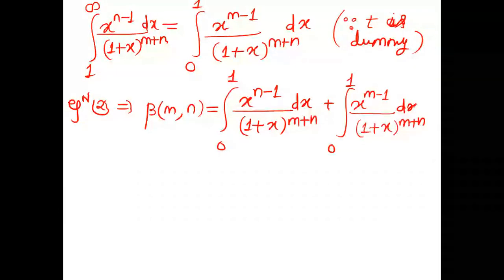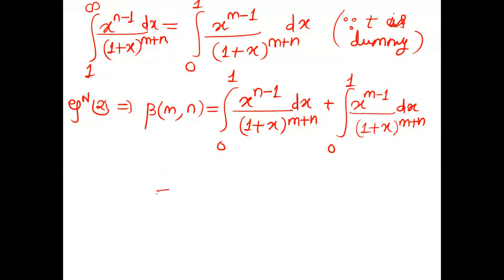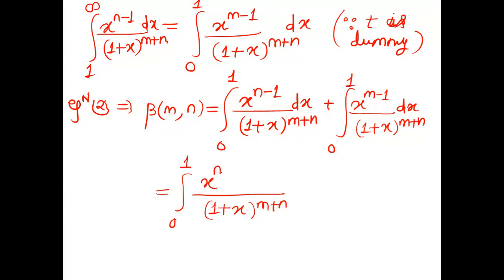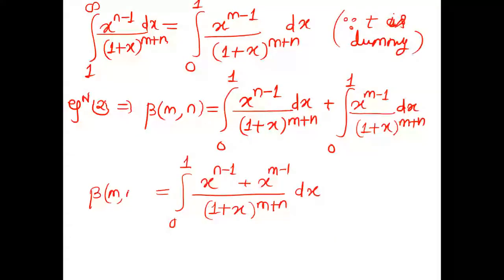Now you can see here both have the same limits of integration, so we will combine them, integral 0 to 1. The denominator is also the same, so (1 plus x) raised to power m plus n, and then x raised to n minus 1 plus x raised to m minus 1 dx. Right? So like this, the fourth property is proved. So this way, all the four properties of the beta function are covered.